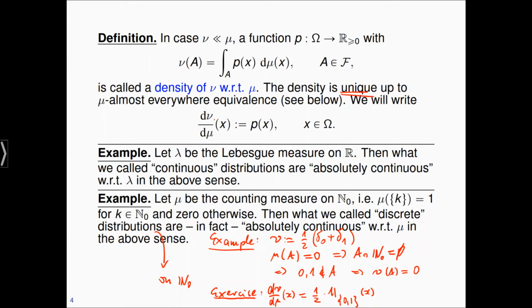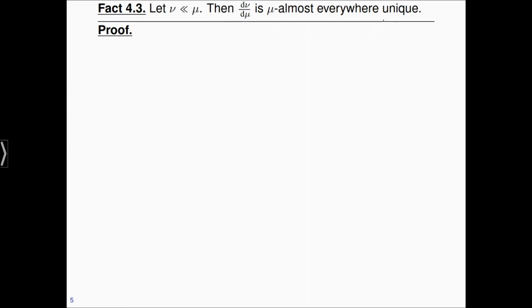So the density d nu by d mu is mu almost everywhere well defined, or it's unique up to mu almost everywhere equivalence, and this is the following fact. So if nu is absolutely continuous with respect to mu, then this density is mu almost everywhere unique. Let's prove this. Assume we have two densities, P1 and P2. And this chain of equalities here just says that P1 and P2 are both densities. For all A measurable, the integral over A of P2 d mu is nu of A, and the same for P1.